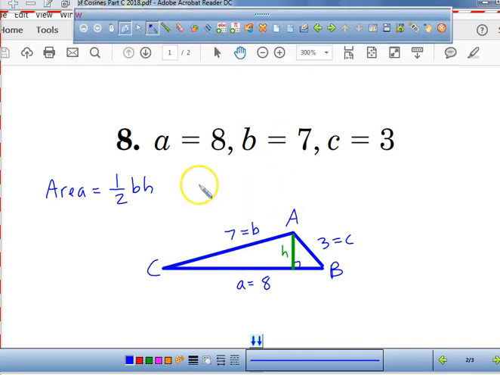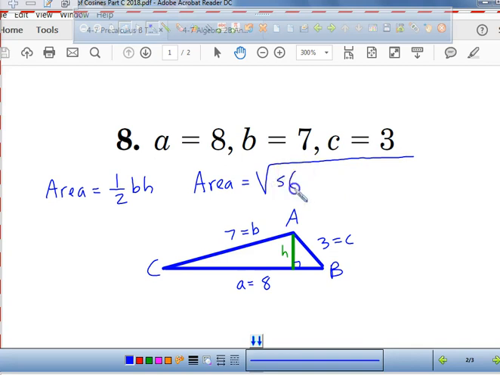And here's the formula that you need. So we're going to say the area of a triangle can also equal the square root of S times S minus A times S minus B times S minus C. Now, that's all well and good, but we don't know what S means. So I'm going to write S is equal to this value called the semi-perimeter.